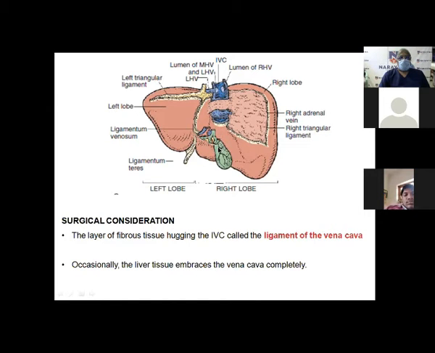Coming down to the right of it, this is the caudate lobe. Okay, that is how it is. This again, see, the whole thing is reversed.